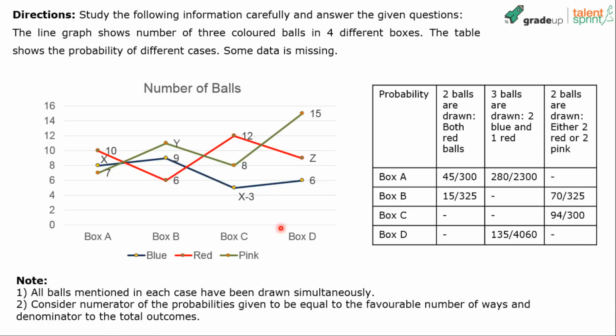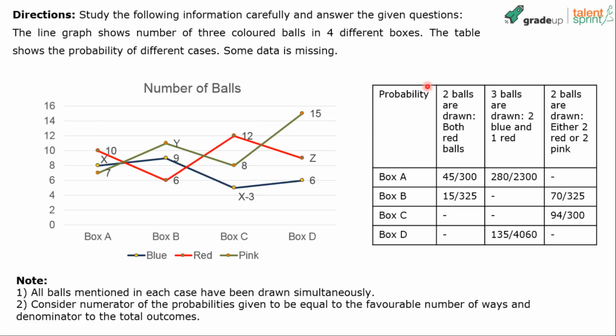Box A, box B, box C, box D. The blue line indicates the number of blue balls, the red line indicates the number of red balls, and the green line indicates the number of pink balls. Of course, some of the values have not been given, like X here, X minus 3 here, Z here, and so on.